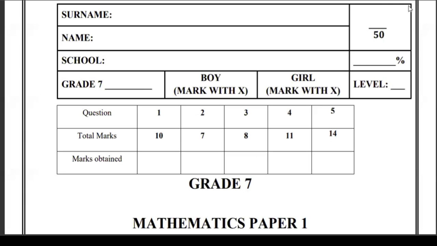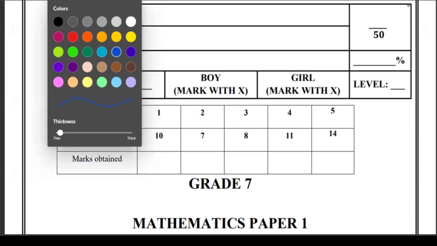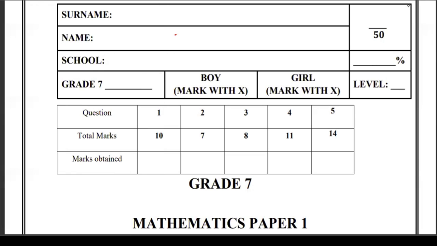Hello, welcome to yet another episode where we shall be looking at the preparation for the end of year mathematics paper one for the grade sevens. Before we start, we basically need to know what contents are going to be in paper one, because at the end of the year, we're going to have two papers. There's going to be a paper one, and then there's also going to be a paper two.